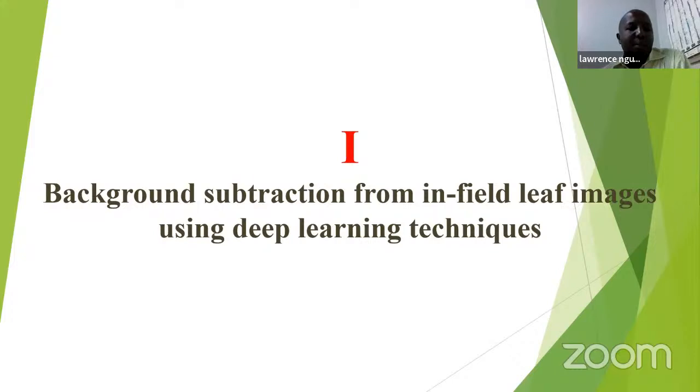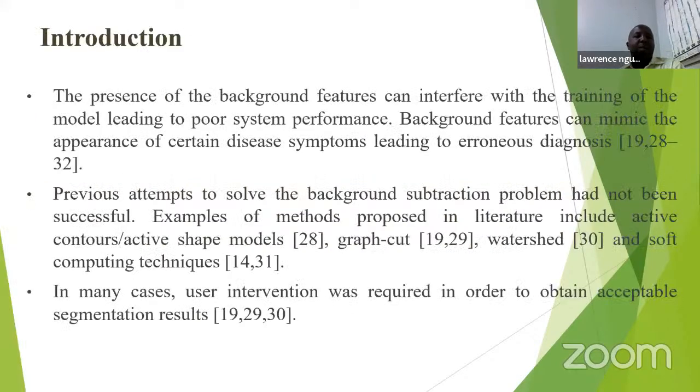So for my work, the first part was to develop deep learning models for background subtraction from in-field leaf images using deep learning techniques. The presence of the background interferes with the training of the model, leading to poor system performance. Also, background features can mimic certain disease symptoms, leading to erroneous diagnosis of the disease.